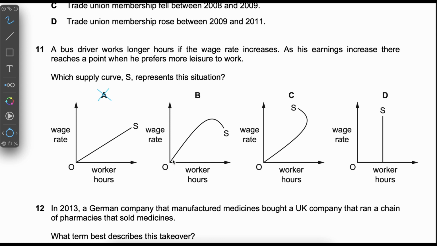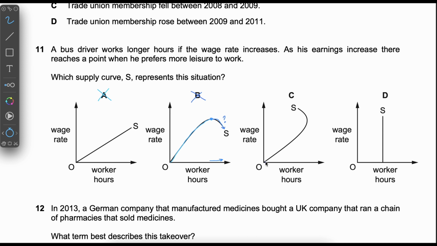B, okay, we can see that he is working more as his wages go up, and then it gets to a point over here that when he works over a certain amount of hours, as his wages increase from that point, his wage rate decreases. Okay, that's weird and not true, and it does not match this scenario. It doesn't say that his wage rate decreases as he works longer hours, so it's not B.